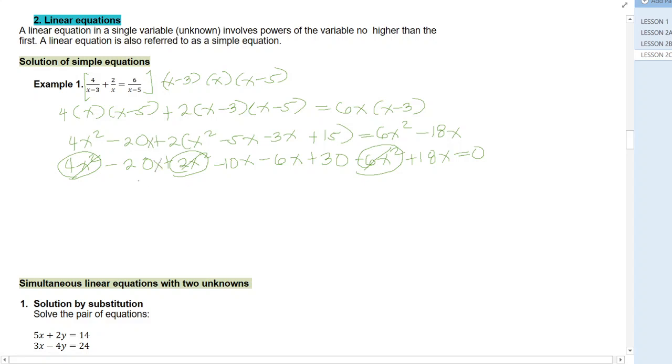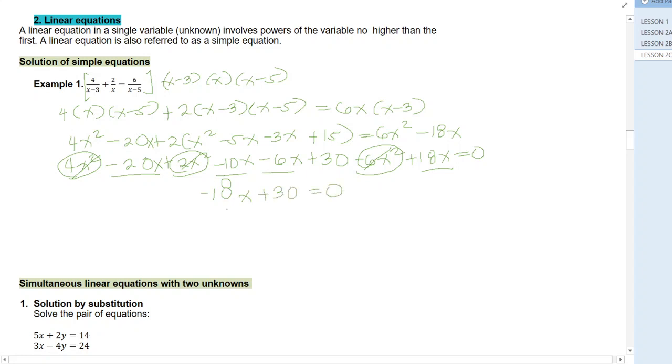Okay, so combining this one, negative 20, negative 10, negative 6, and 18, let us just compute that one. That is 18 minus 20 minus 10 minus 6. It will give us negative 18. So that is negative 18x plus 30. Okay, that is equal to 0.